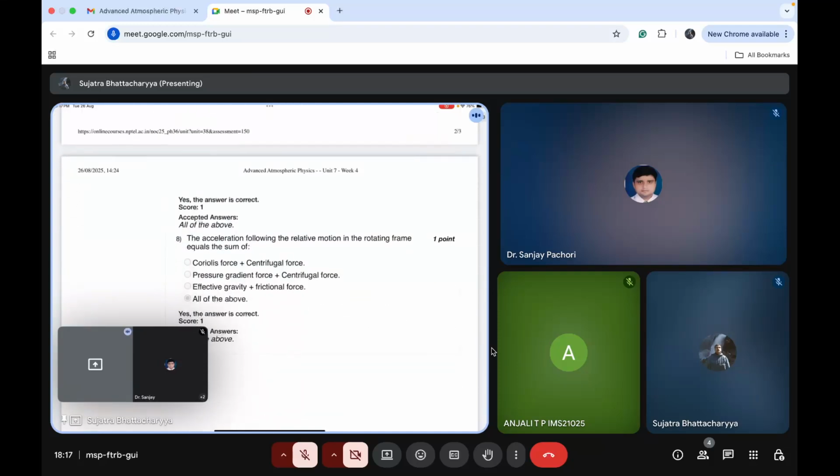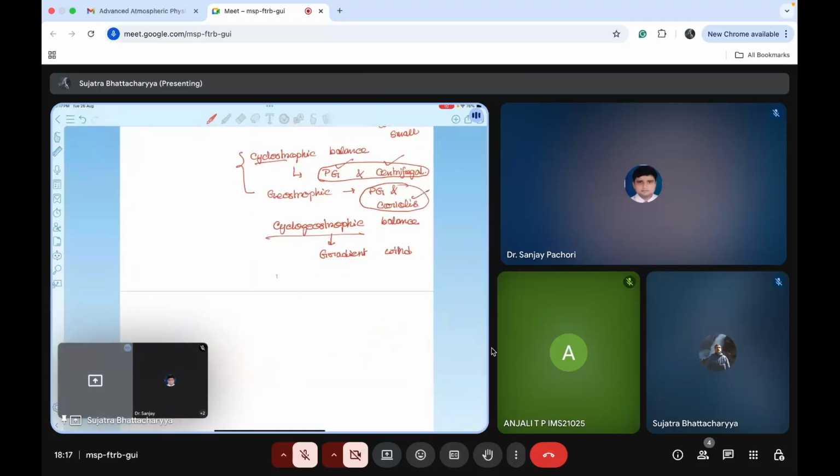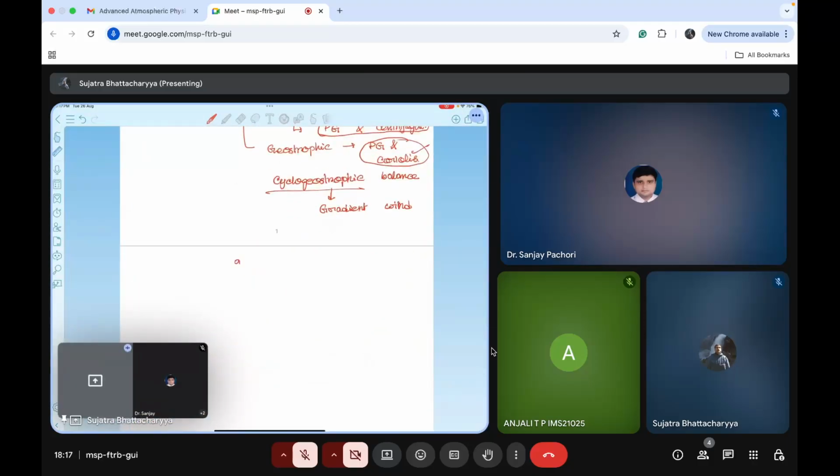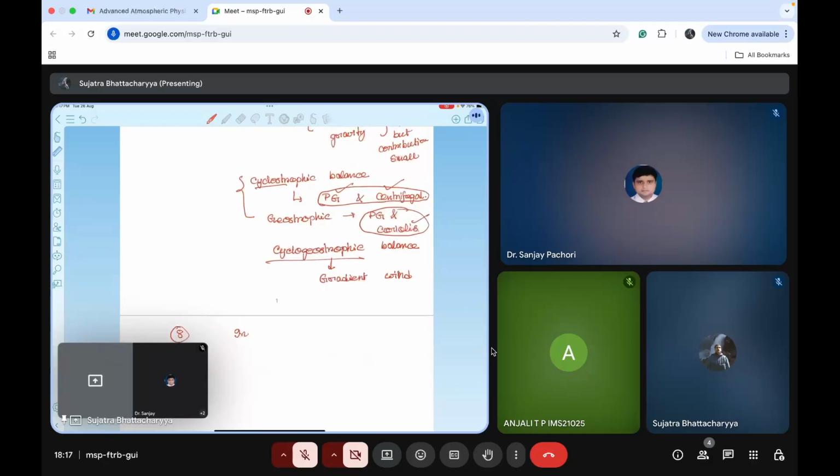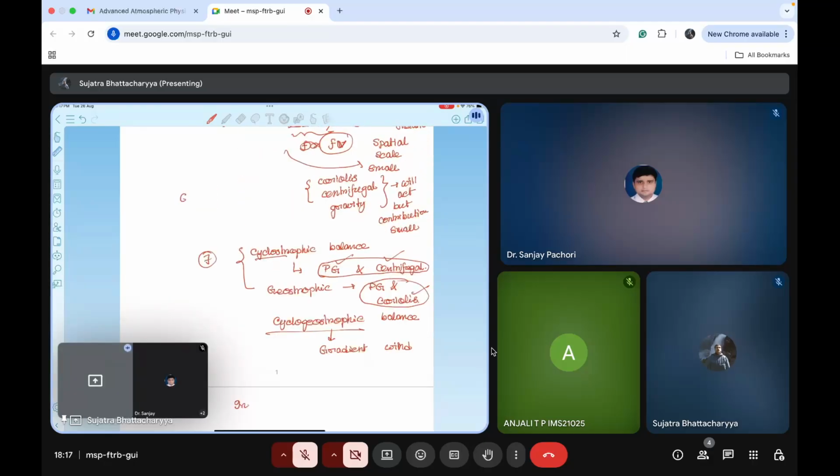And the last is: acceleration following the relative motion in a rotating frame equals the sum of. Acceleration following the relative motion in the rotating frame. So this is the eighth part, this is the seventh part. Sixth question, we have the Rossby number. Whenever the Rossby number is much less than 1, winds become geostrophic. And geostrophic winds have pressure gradient force and Coriolis force. This is the sixth question.